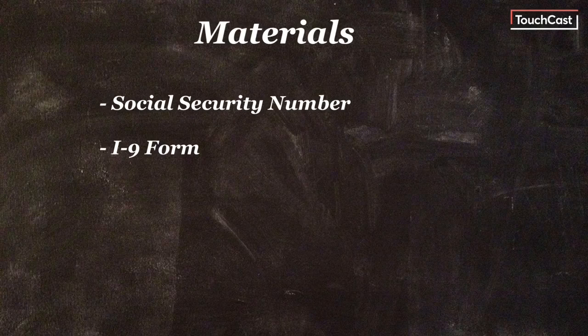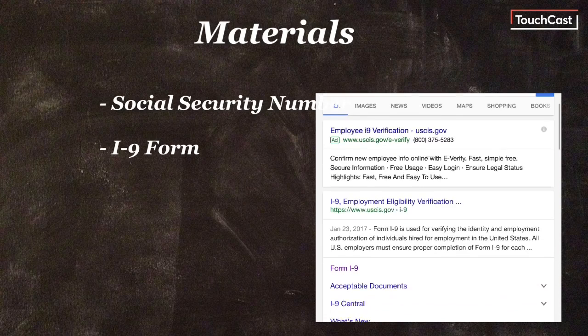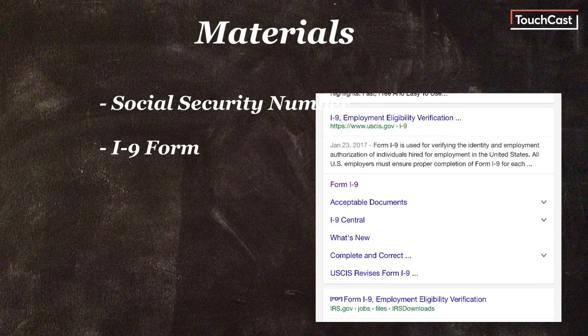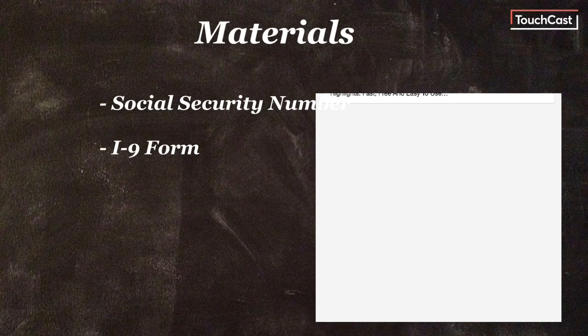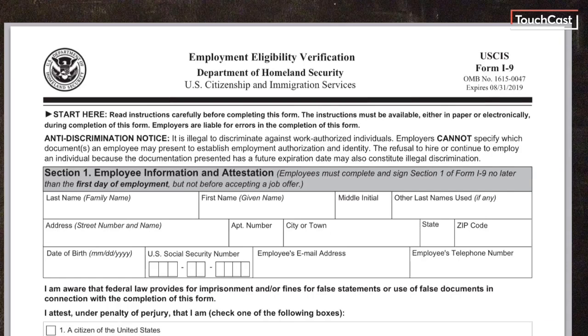If you do not have an I-9 form or lost your copy, you can always go to Google, type in I-9 form, scroll down to where you see Form I-9 here, click on it, and a form looking just like this should pop up. And now we're going to pull this up and begin filling it out.